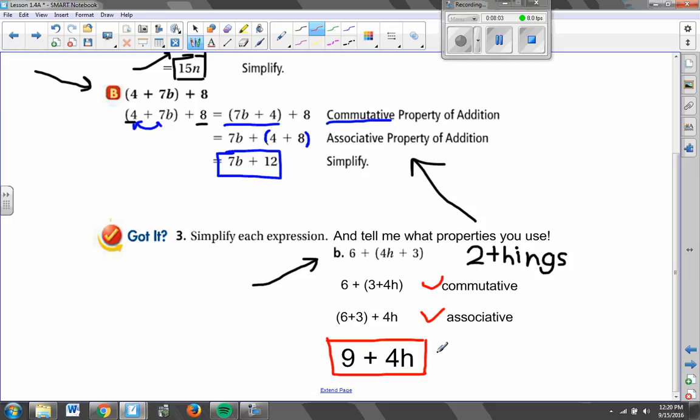If you have questions about simplifying expressions at all, using these properties or what these properties mean, please make a note to ask me in class tomorrow, or if you have questions about equivalent expressions, please make a note to ask me in class tomorrow.